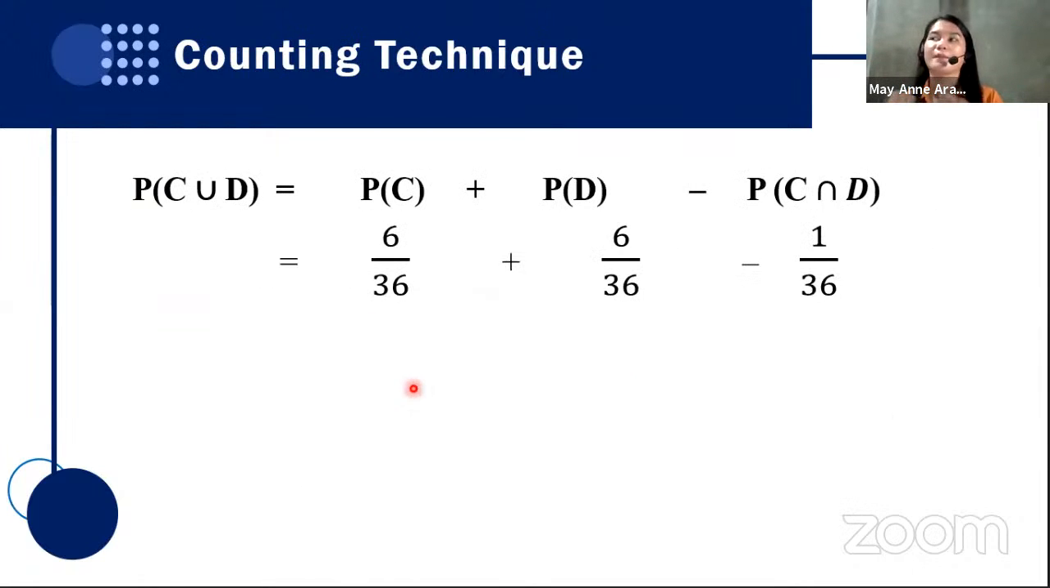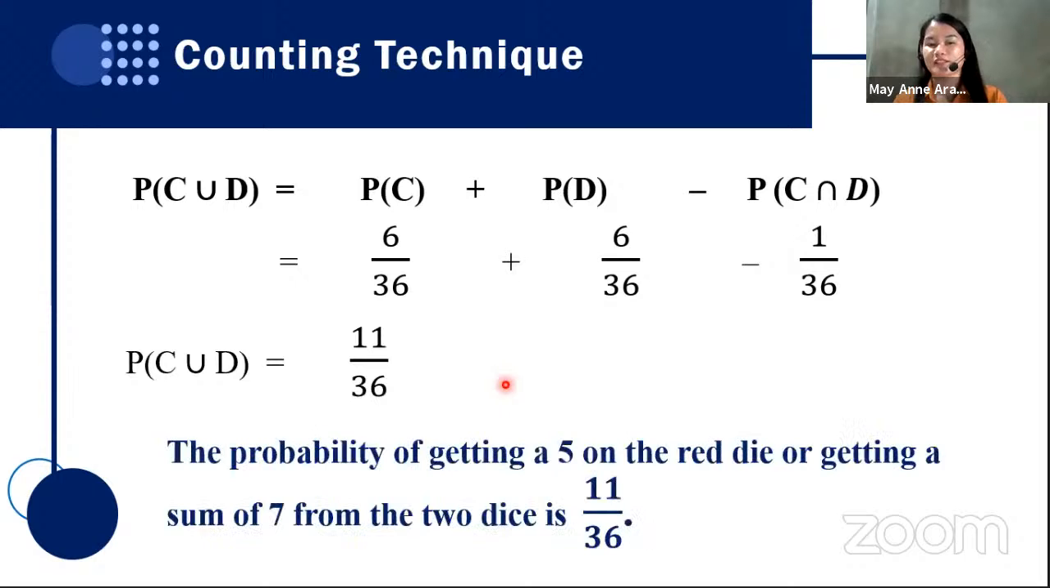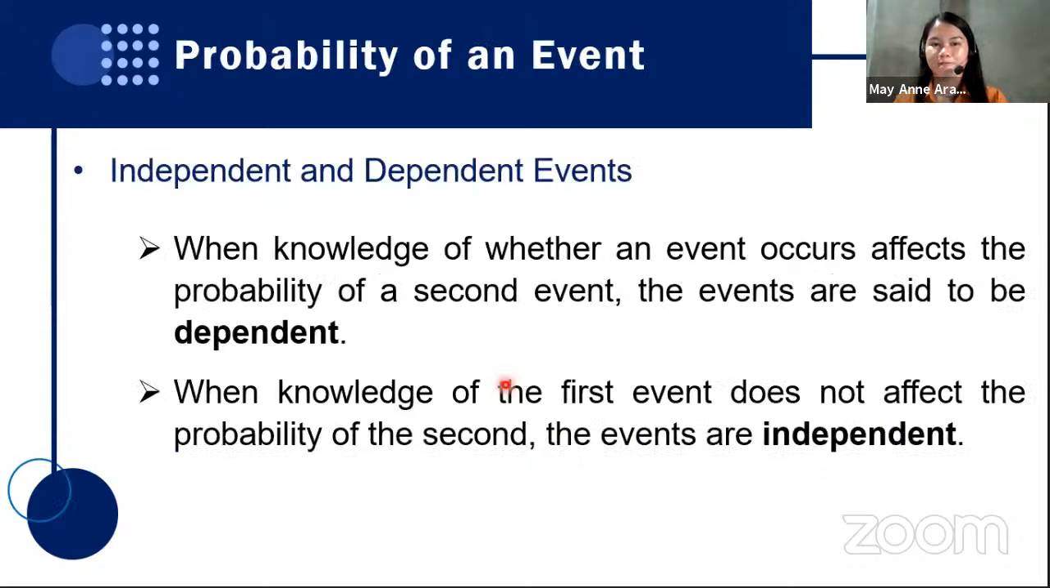But remember that when it is two dice, it is always over 36. Then 6 over 36 plus 6 over 36 minus their intersection, 1 over 36. So you have 11 over 36. So that is your probability. Okay, remember, for mutually and non-mutually exclusive events, the keyword there is or. And the operation is addition, and you just need to subtract the intersection if the two events have an intersection. If none, just add the two probabilities.